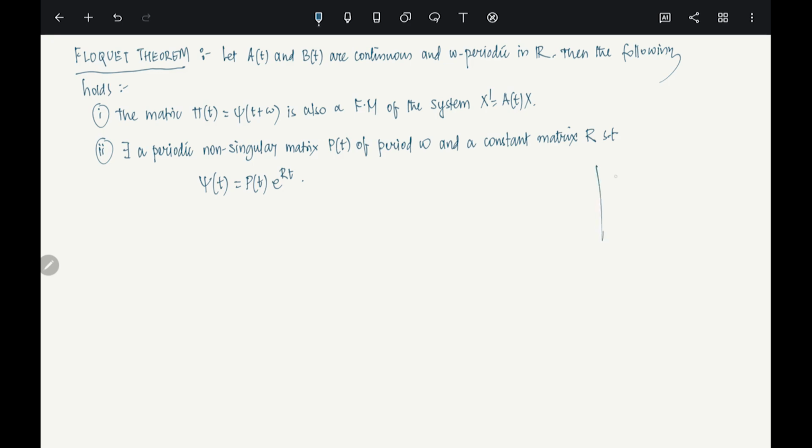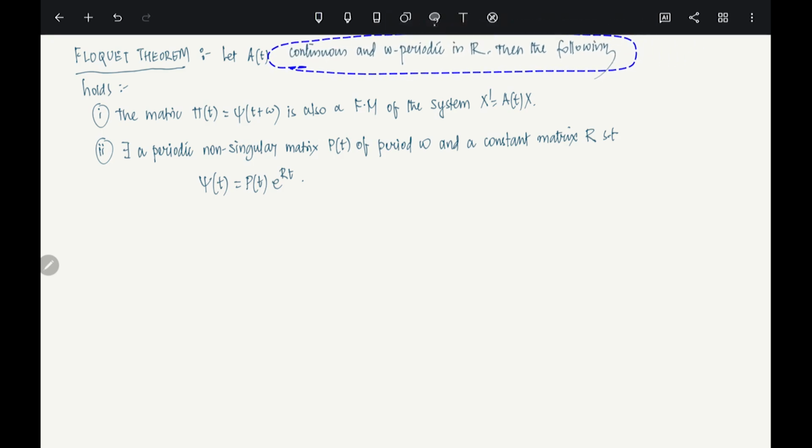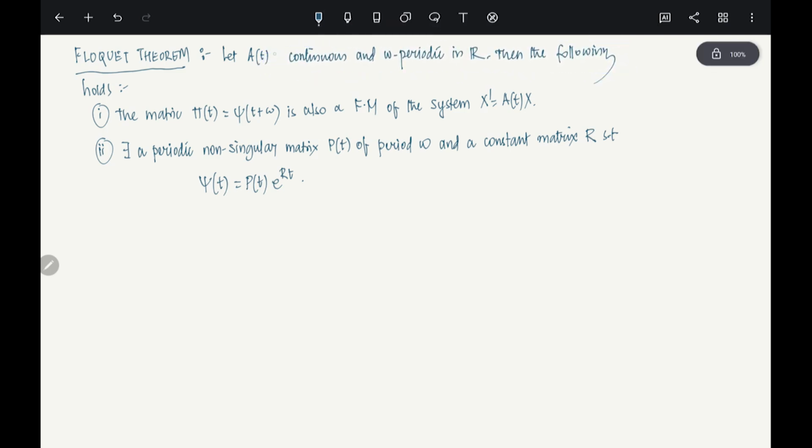So you understand, what is your system given? X prime equals A(t) times x plus b(t). This is the system given to you, clear? And what it is saying is this: if A is continuous and W periodic, and b is also continuous and W periodic, then the fundamental matrix of the homogeneous system can be written as phi of t looks like P(t). One thing, you don't need b here, sorry. Why am I writing b here? It doesn't need to have any b. We don't need to have b continuous, clear?